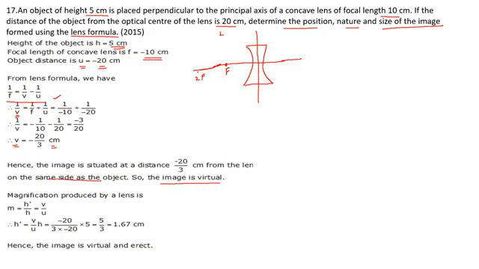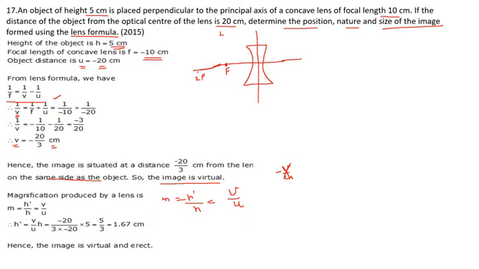Now let's see the magnification. So what is the formula of magnification? m is equals to h dash upon h, that is height of an image divided by height of an object, which is equals to v upon u. In case of lens, magnification m is equals to h dash upon h is equals to v upon u. In case of a mirror, we have taken minus v upon u. In case of lens, we are not going to take that.